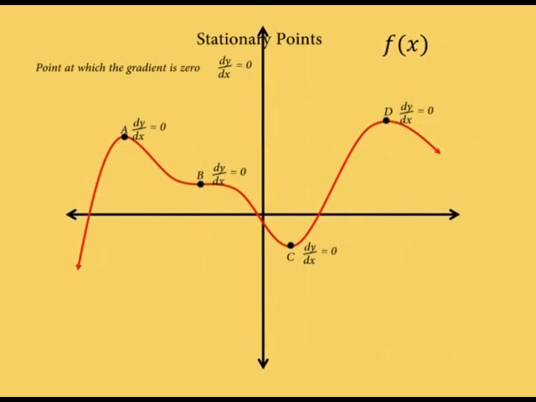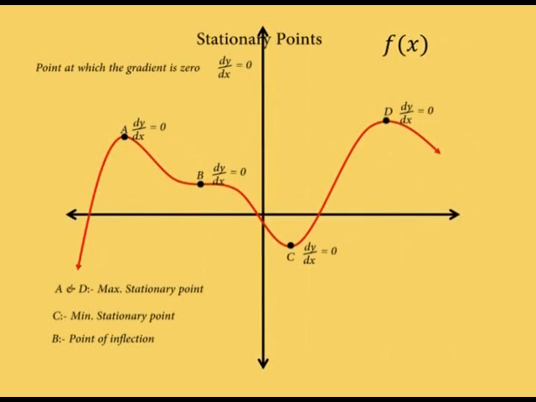neighborhood of the points. If the stationary point is a crest, then it is called a maximum stationary point. A and D are maximum stationary points. If it is a trough, it is a minimum stationary point. C is a minimum stationary point. When the point is neither a crest nor a trough, but nonetheless a stationary point, it is called a point of inflection. B is a point of inflection.